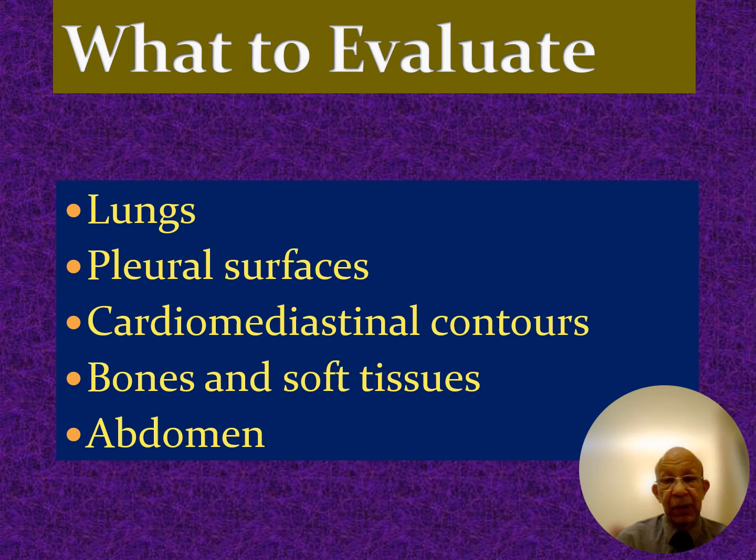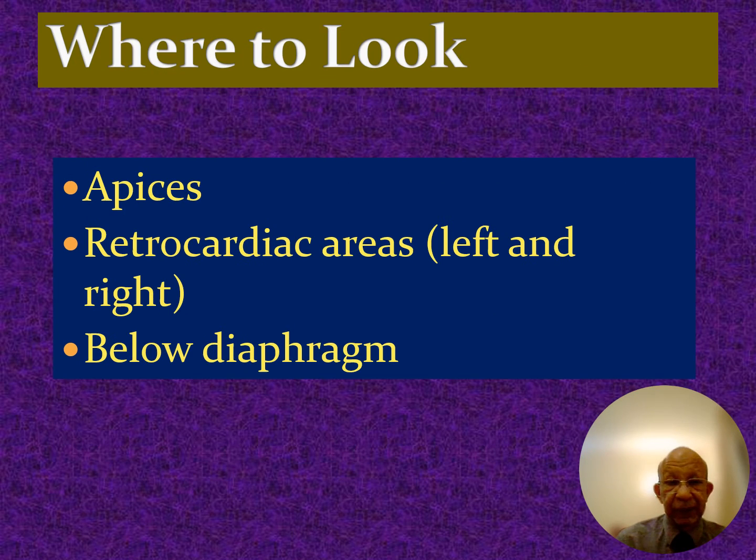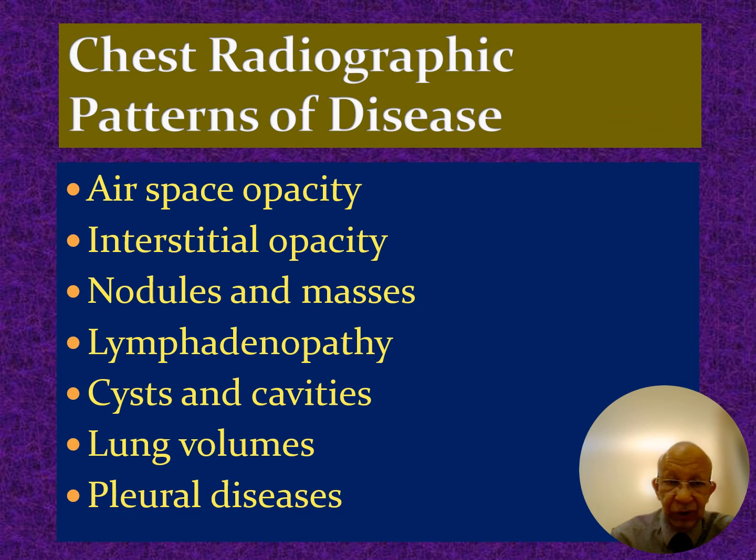Right? Look at the lungs, pleural spaces, cardiomediastinal contours, bones, soft tissues, and abdomen. These are the areas you have to evaluate. Okay. Don't forget to focus on the apices, retrocardiac areas, left and right, and below the diaphragm, because these are the areas where people so frequently miss. Okay, so focus on these areas when reading a chest X-ray.